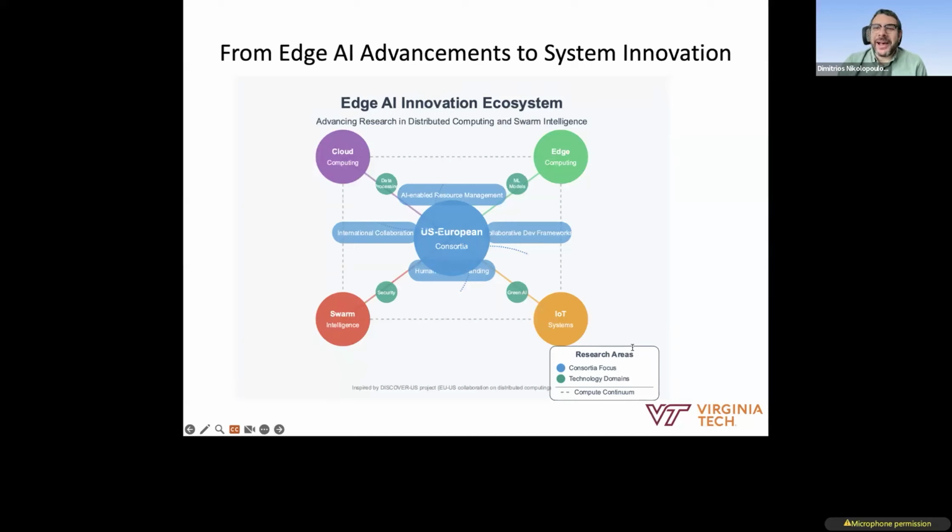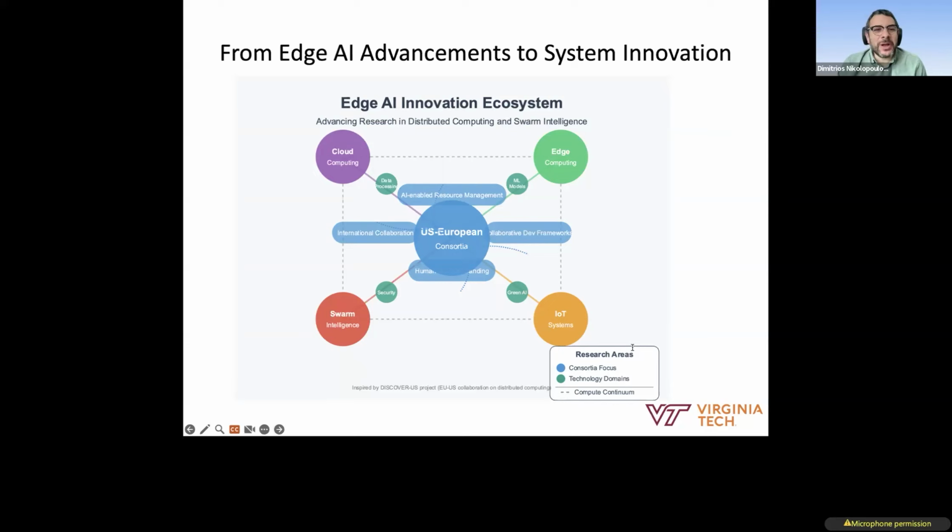The grant is called SWEET, and it focused on edge AI, specifically for wearable technologies, but more broadly for any emerging technology there. This project brings together many researchers from Virginia Tech, from University College Dublin in Ireland, and from Queen's University Belfast in Northern Ireland. We developed techniques that span the entire continuum. So we have really a project that connects the cloud and edge platforms and swarm intelligence and IoT systems, very much along the lines of the US Discover effort in Europe.